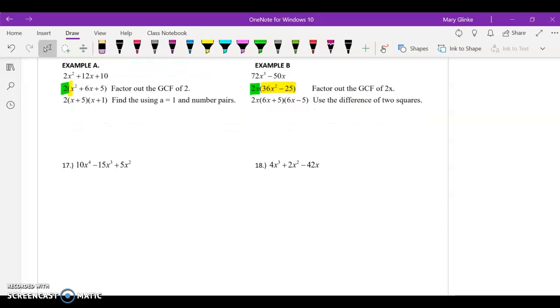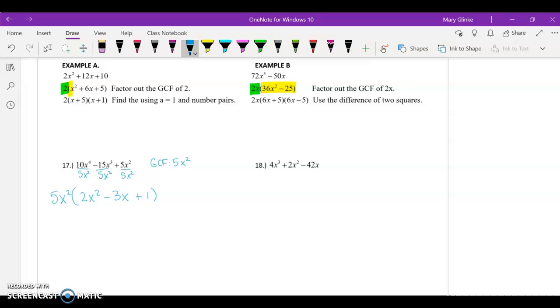So for number 17, all of these have a GCF. Let's look at the numbers first. So we have 10, 15, and 5. 5 goes into all of those. Then look at your x's. We have 4, 3, and 2 x's. So the ones they have in common are 2 of them. So what we're going to do is put the GCF out in front, and divide each term by 5x squared. We would be left with a 2x squared for my first term, minus 3x, and then plus 1.